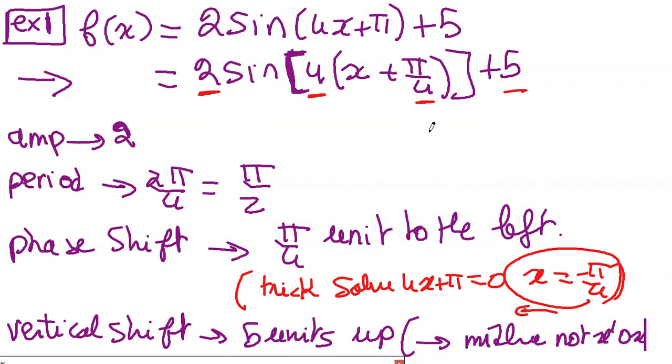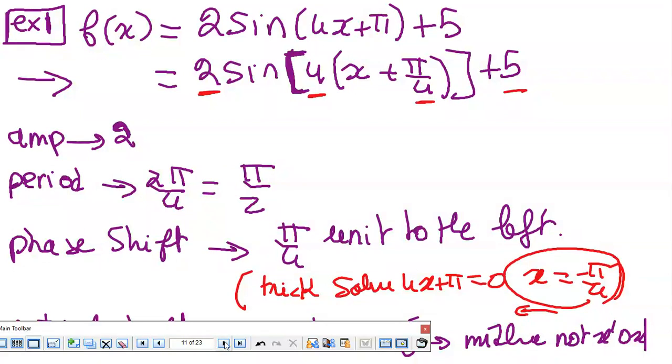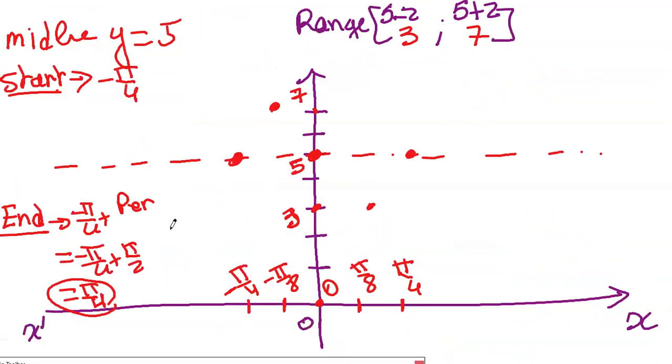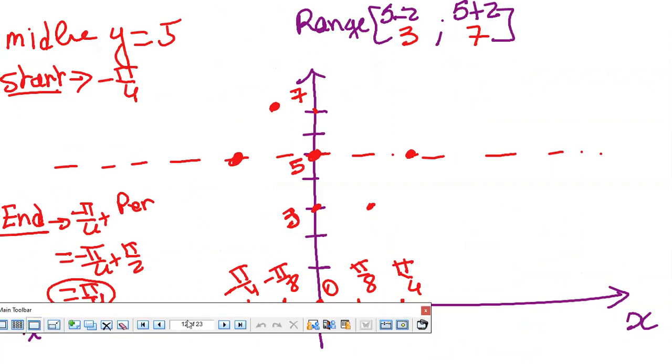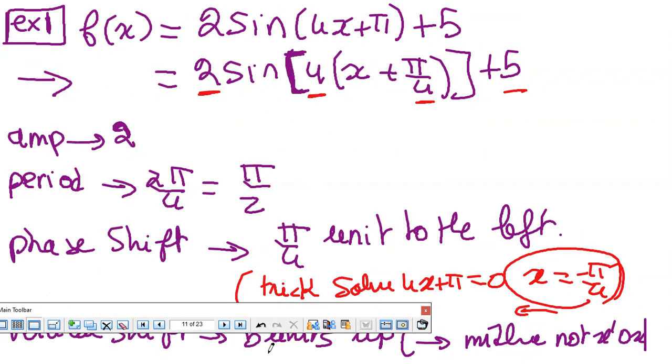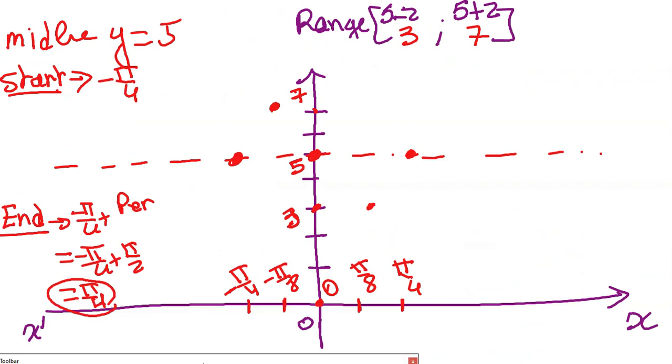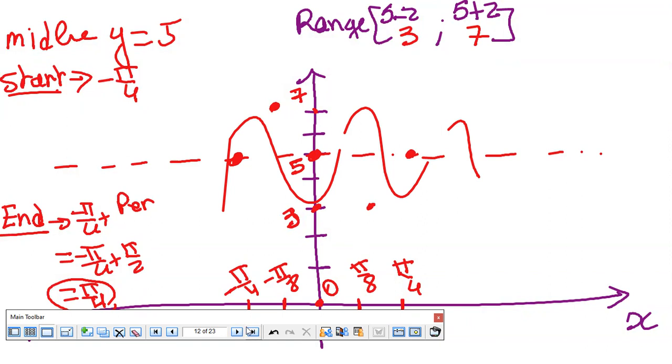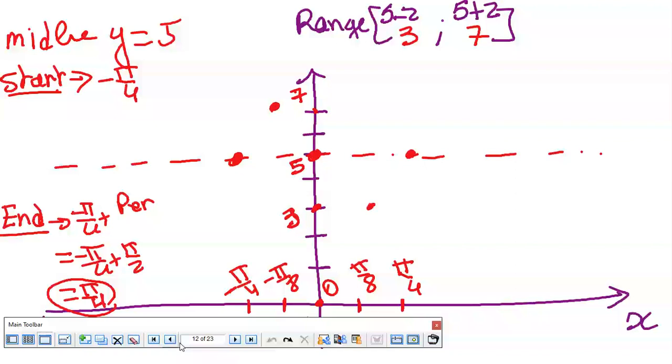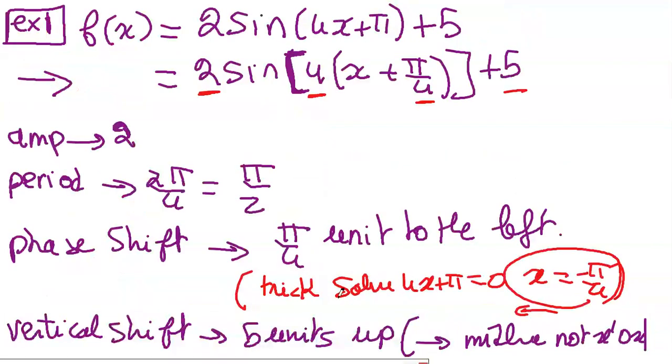How are we going to start to graph? First of all, I need to move the midline. Since I have a 5-unit shift up, the midline is no longer the x-axis. I'm going up, y = 5. It means the graph is going to be here. This is the first step. Now, when I say that I have a phase shift of minus pi over 4, it means the figure will start at this point.